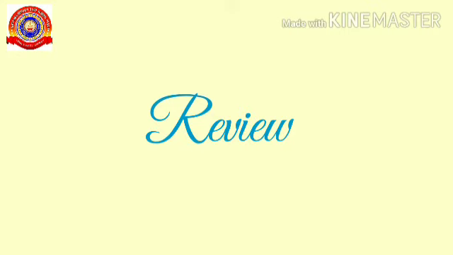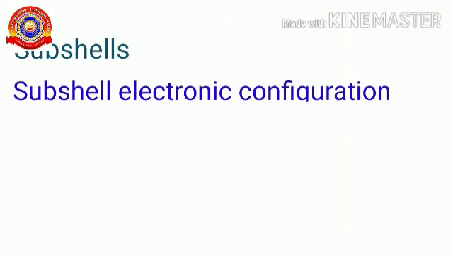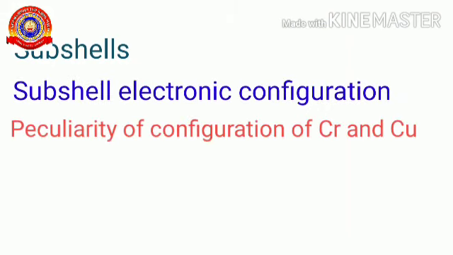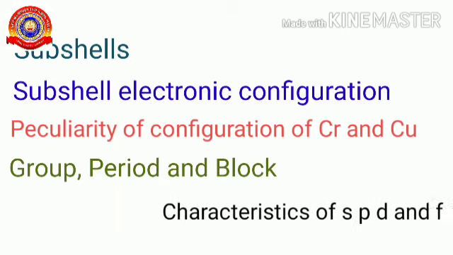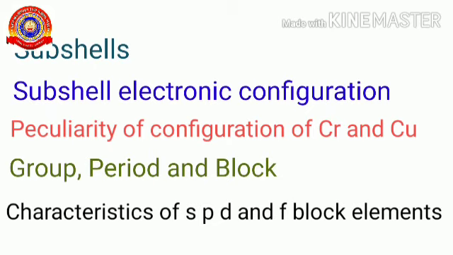So let's revise the chapter once again. What all things did we study in this chapter? We studied about subshells, how to write the subshell electronic configuration, then the peculiarity of the configuration of chromium and copper, and how to find the period, block and group of an element, then the characteristics of S, P, D and F block elements.